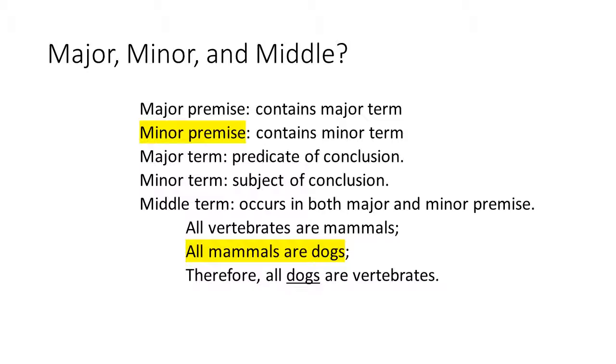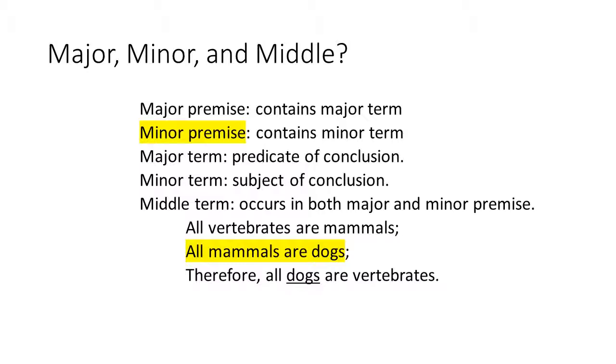So far, so good. So let's think back to our fourth condition. We needed the major premise listed first, then the minor premise, and then the conclusion. Do we have the major premise listed first? Yes, all vertebrates are mammals. That is the major premise because it contains the major term, where the major term is the predicate of the conclusion, in this case, vertebrates. And then we have the minor premise, all mammals are dogs. How do we know that's the minor premise? It contains the minor term, which is the subject of the conclusion, dogs.